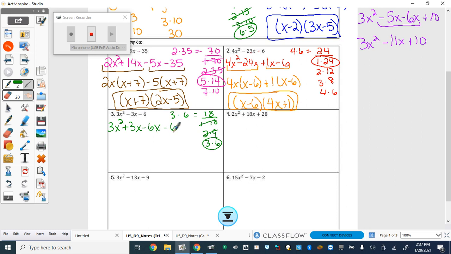And again, that 3x and that negative 6x, it does not matter where they go as long as they are there. You're going to get the same answer no matter which order you put that in. So GCF of 3x, GCF of negative 6. My parentheses match. And there we go.